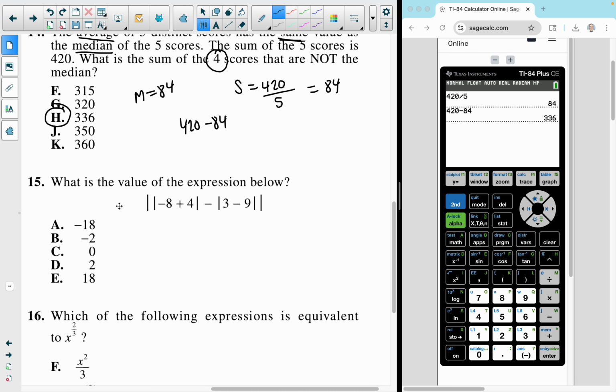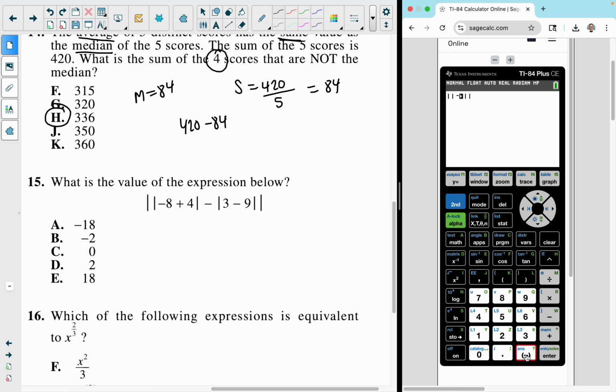15. What is the value of the expression below? These are absolute values. This is something you plug straight into the calculator. So in my calculator, I'm going to find the absolute value. I'm going to go to math, come over to number, and the very first one is absolute value. So I have the absolute value symbol, but then I have another absolute value symbol. So I'm going to do the same thing, math, number, absolute value.